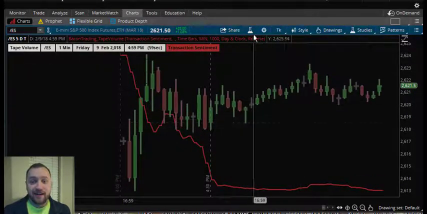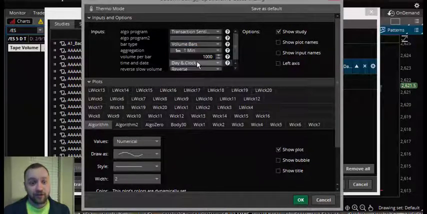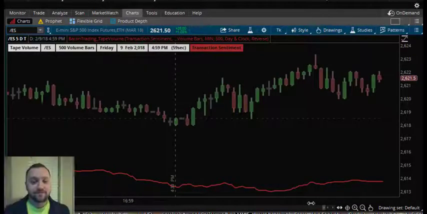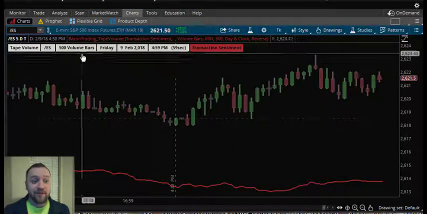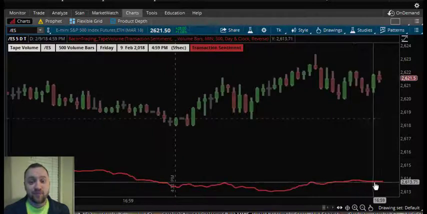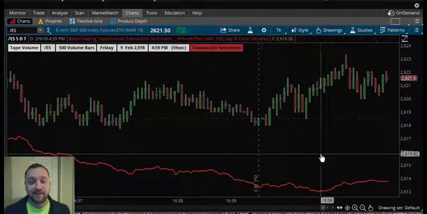All right, now I like 1 minute bars. You know what I like more is volume bars. And I like about 500 volume per bar on the ES. There it is. So now we got 500 volume bars, and we're able to read the tick by tick data and do awesome tape reading analysis on it.